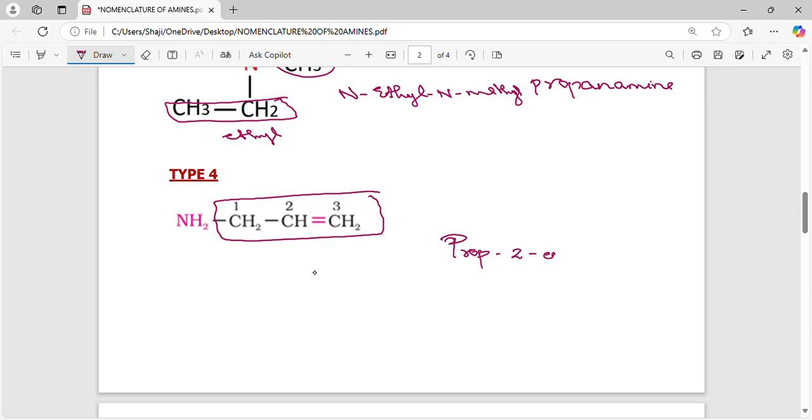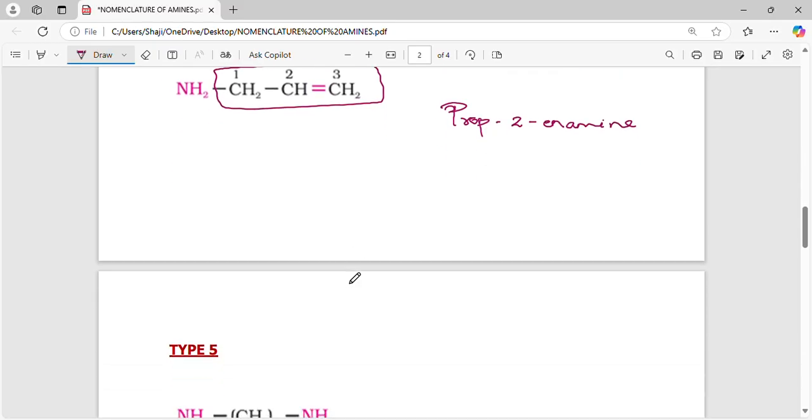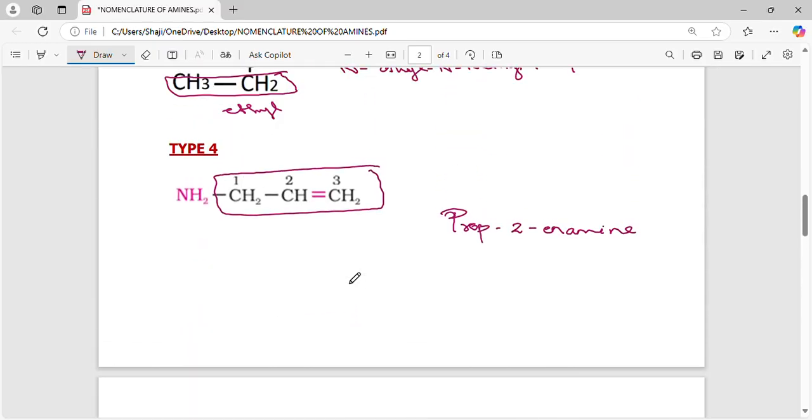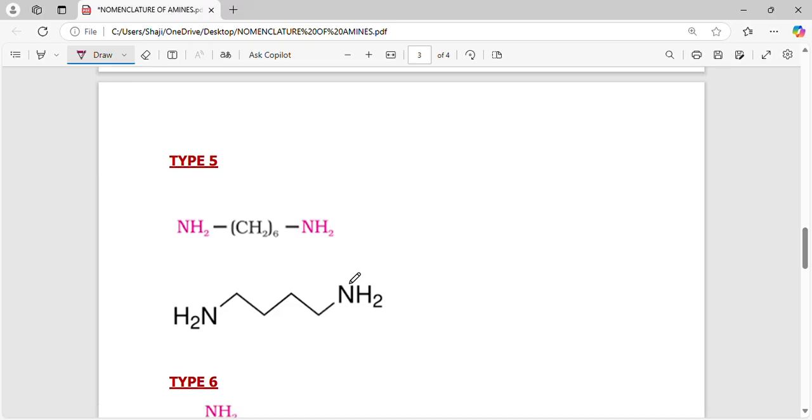So if it is a double bond, we need to write en instead of an. The last letter e will always be replaced by amine, enamine. Prop-2-enamine. Okay, so wherever nitrogen or the amino group is there, that carbon should get the lower number. That is type 4.